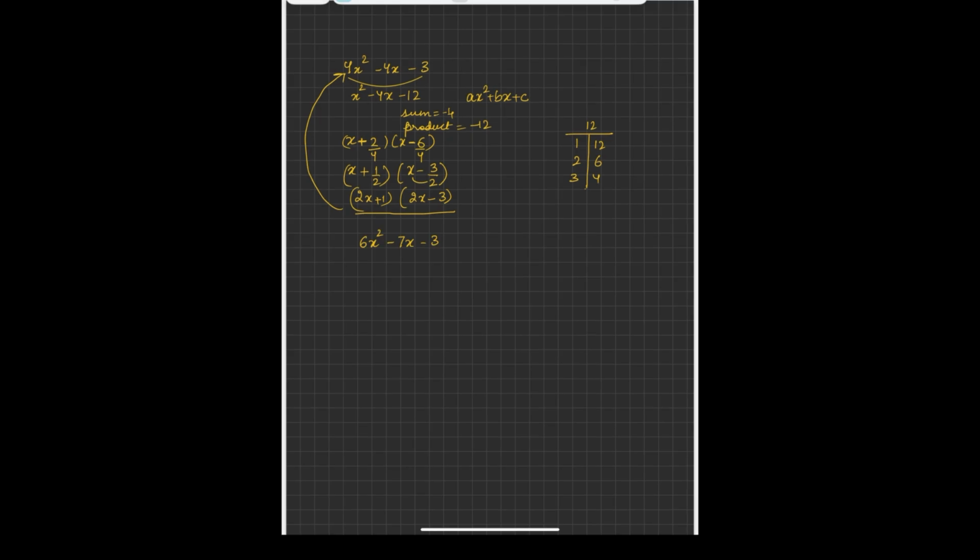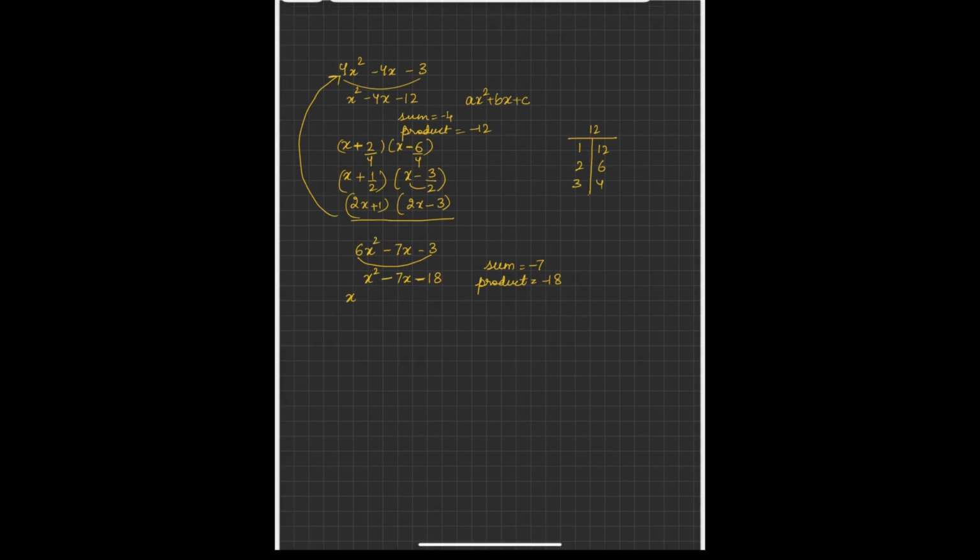Let's take another example, 6x square minus 7x minus 3. Now to find the factors, first we will multiply these two. So the expression will change to x square minus 7x minus 18. Now the sum should be minus 7 and the product should be minus 18. So we can write x. Now since 18 is negative, one of the numbers has to be positive and the other has to be negative.